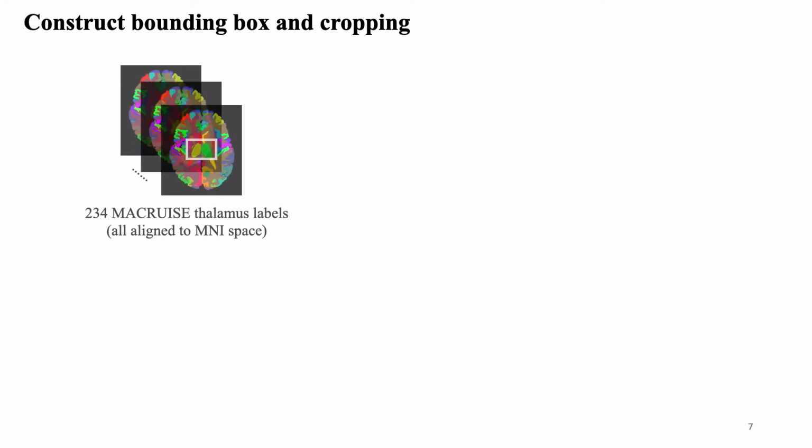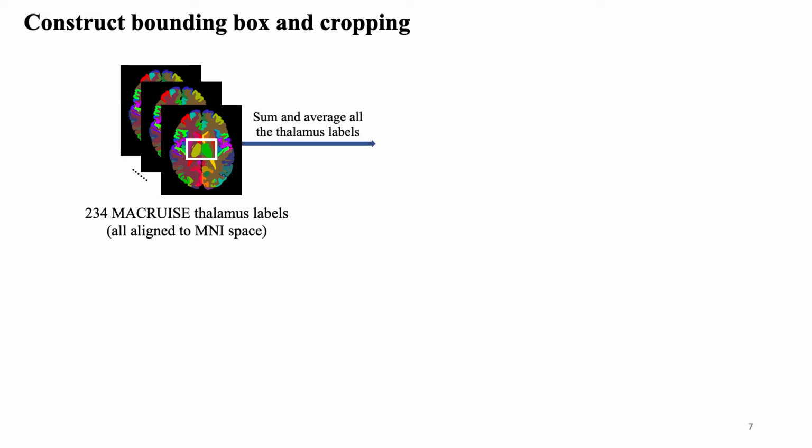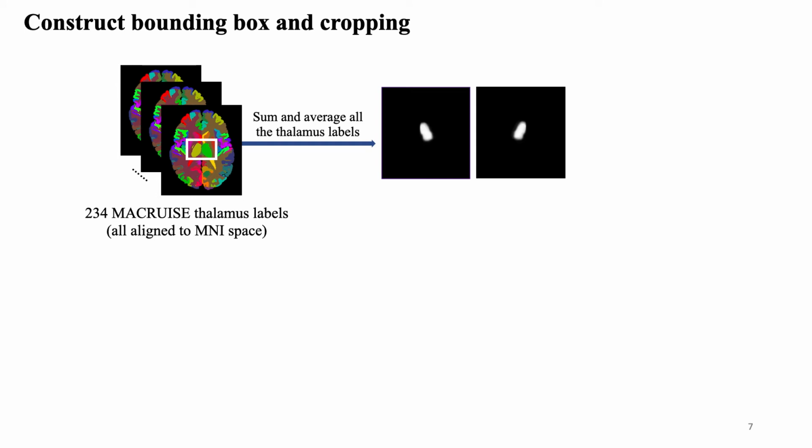To construct the bounding box, we use 233 MACRUISE thalamus labels. MACRUISE is a multi-atlas whole brain segmentation algorithm. Prior to MACRUISE, all the images are already aligned to MNI space. We extract the thalamus labels and sum and average all the labels. Therefore, we can get a probability map for the left thalamus and for the right thalamus. From the probability map, we can also get a bounding box around the thalamus.